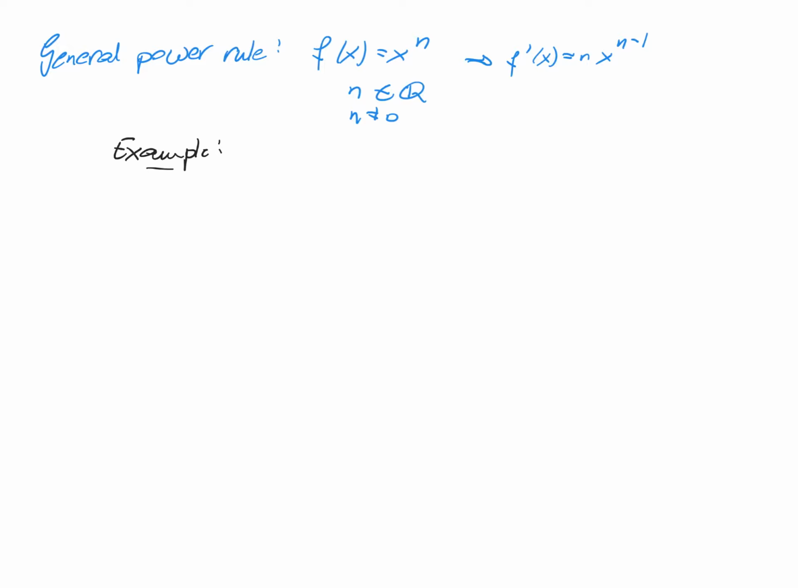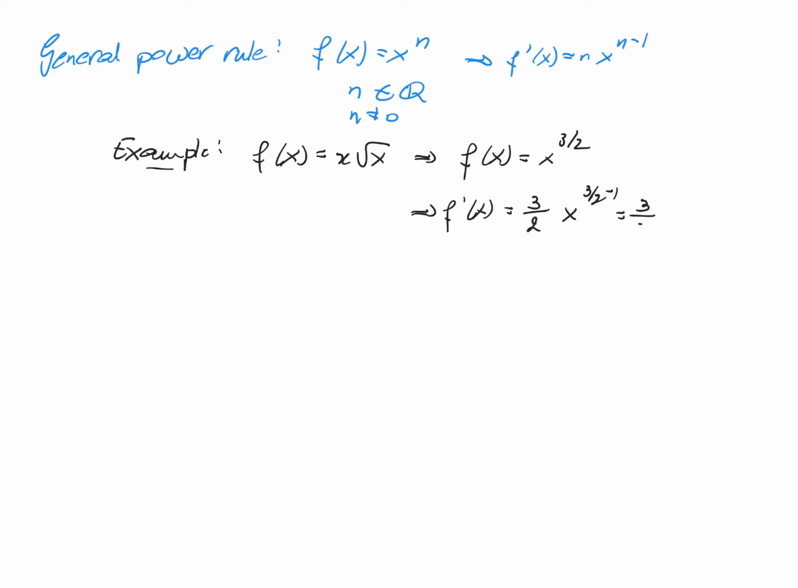So for example, if f of x is x times the root of x, then what is the derivative? So this is also the same as f of x is x to the power 3 over 2. So f prime of x, the derivative, is 3 over 2 times x to the power 3 over 2 minus 1. So it's 3 over 2 times x to the power 1/2, which is the root of x.